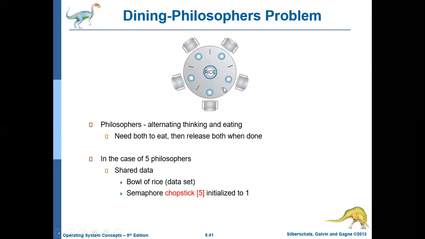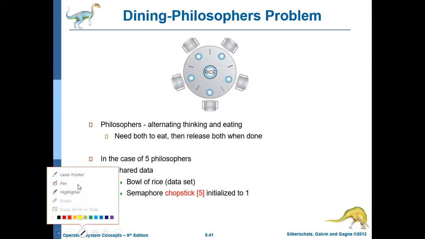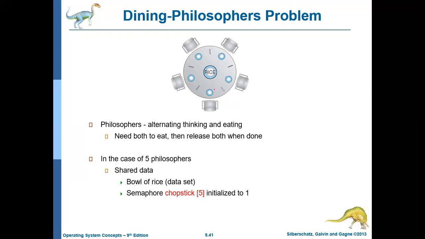Okay, so you can see here each chopstick is shared between two philosophers. For example, if you see this particular chopstick, it is shared between this philosopher and this philosopher. This chopstick is shared between this philosopher and this philosopher, like that. Okay, and when a philosopher wants to eat, he needs both chopsticks. He cannot eat with just one chopstick.